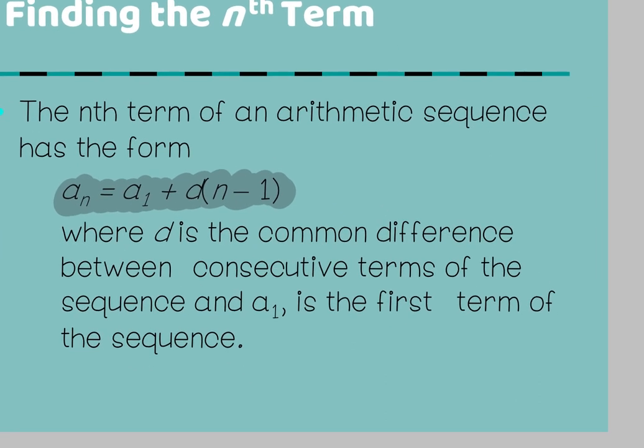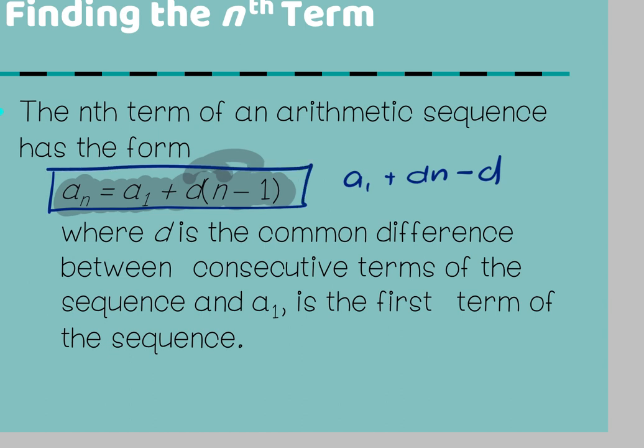You will also see it distributed out, so it could say A1 plus Dn minus D, and you would actually then combine the A1 and the D. So this is your initial equation. But then once you actually fill in those terms, sometimes they will distribute and simplify.